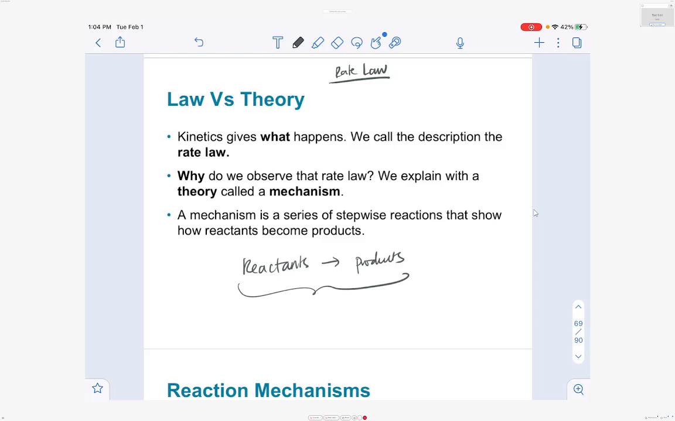This is called a chemical equation, and this is a reaction mechanism. Okay, so the rate law is going to explain the reaction mechanism.